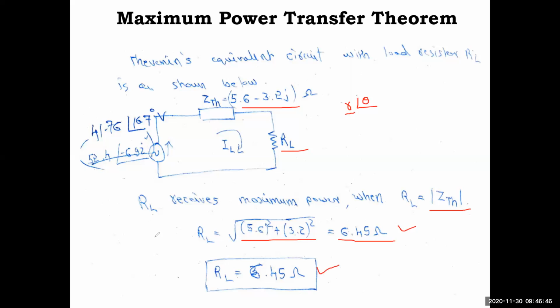This is very important, I told you, don't miss this. That is what the theorem is about. RL receives maximum power when RL is equal to the magnitude of ZTH. Why? Because it is a complex number now. Clear? So this is also over. Now we will calculate the power as it is. This RL will be multiplied with the current IL. For IL also we consider the magnitude, not the angle part.